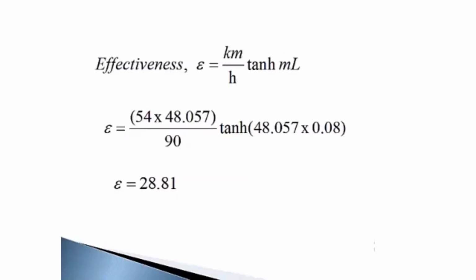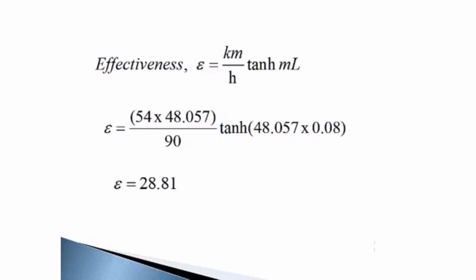Now we will find out the effectiveness of a fin. Effectiveness is km by h tanh mL. This is a reduced formula for a fin with an insulated tip. So k is 54, m we have also calculated, h is the known heat transfer coefficient, and tanh mL is 0.259 with L substituted. You get the effectiveness as 28.81. So that is the effectiveness of the fin.